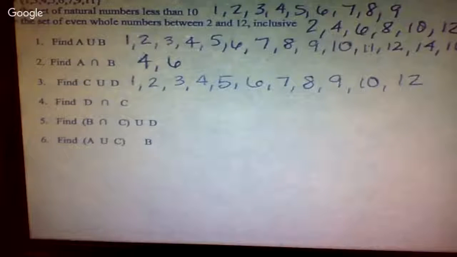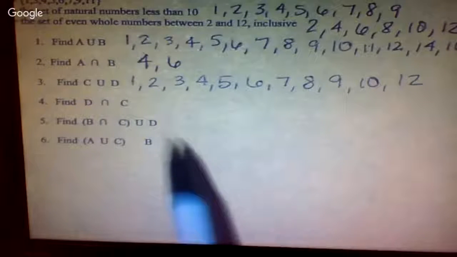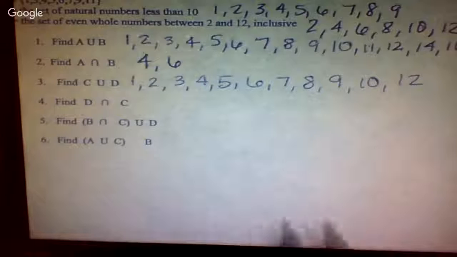Find D union, I'm sorry, intersection C. Find D intersection C. What is D intersection C? I would say 2, 4, 6, and 8. 2, 4, 6, okay.